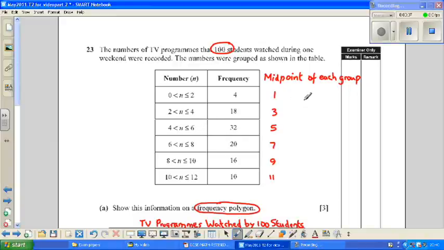So the first thing you need to remember about doing a frequency polygon is that you must work out the midpoint of each of the groups. So 0 to 2, the midpoint of that group is 1. From 2 to 4, the midpoint is 3, and so on. 4 to 6, the midpoint is 5. So we're going to use the midpoint value as one of the coordinates of the points that we plot. So we're going to plot 1 and 4, 3 and 18, 5 and 32, and so on.